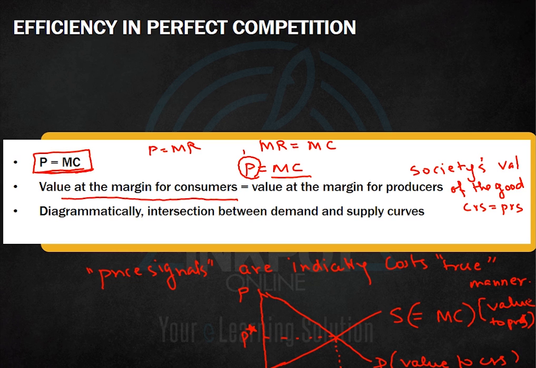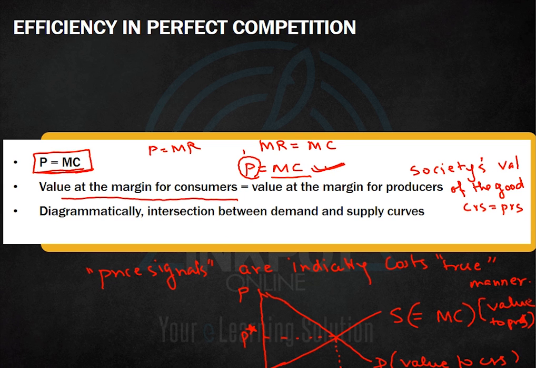So we know that the market equilibrium is determined at this point, and we are saying here that P is equal to MC. So P is basically, this information is carried in the demand curve and the MC information is carried in the supply curve. So these two are equal at this point. These curves are intersecting, and as a result the P equal to MC criterion is being satisfied.